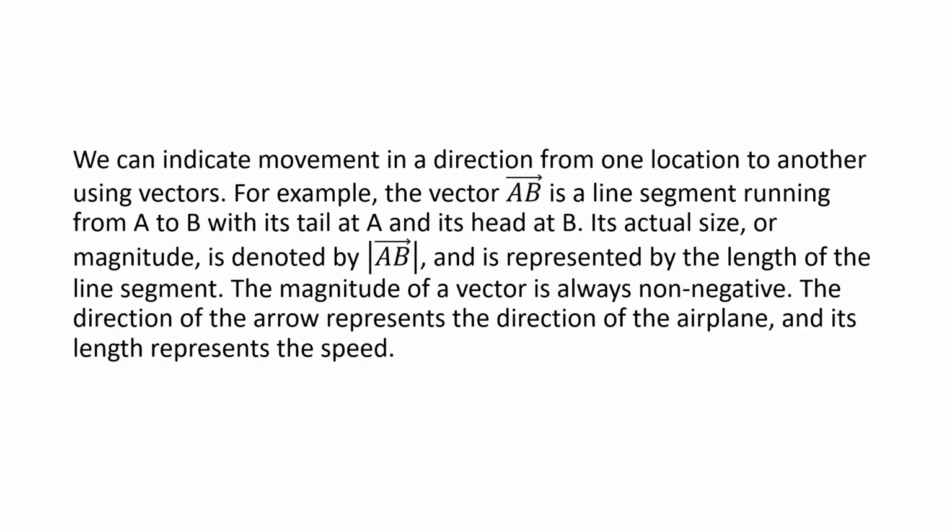We can indicate movement in a direction from one location to another using vectors. So for example, the vector AB is a line segment running from point A to point B with its tail at A and its head at B. And its actual size or magnitude would be denoted by what we call the magnitude of AB. When you write AB with what look like absolute value bars, we call it the magnitude of AB, and it's represented by the length of the line segment.